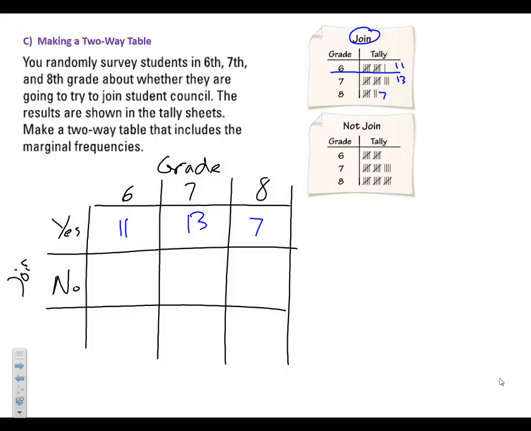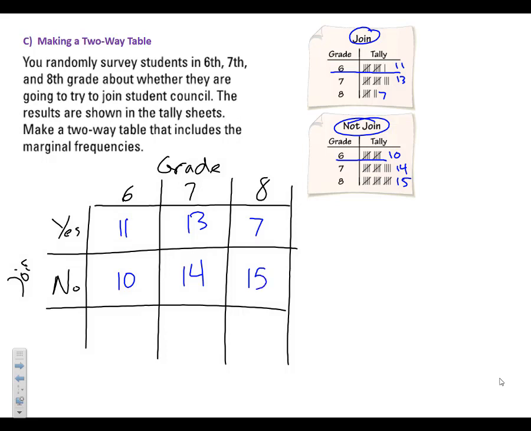And then when I go to not join, I go across 6th grade, and I see 10 6th graders that were surveyed are not going to try to join. And for 7th grade, 10, 14 are not going to try to join. And 8th graders, I have 5, 10, 15 are not going to try to join.